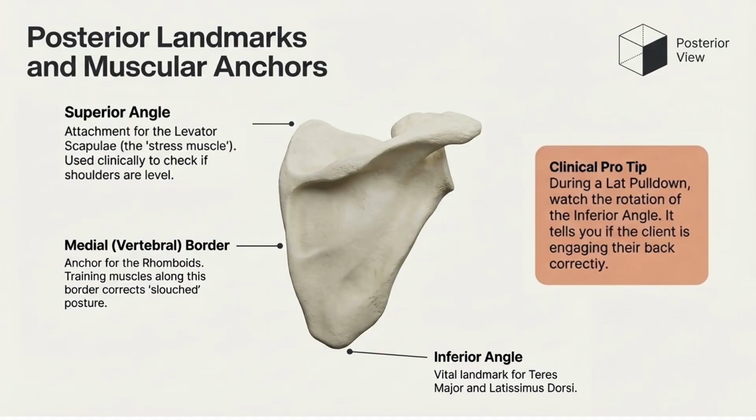Inferior angle, the bottom point. This is a vital landmark for the teres major and latissimus dorsi. Pro tip for trainers: during a lat pulldown, watch the inferior angle. Its rotation tells you if the client is engaging their back correctly.